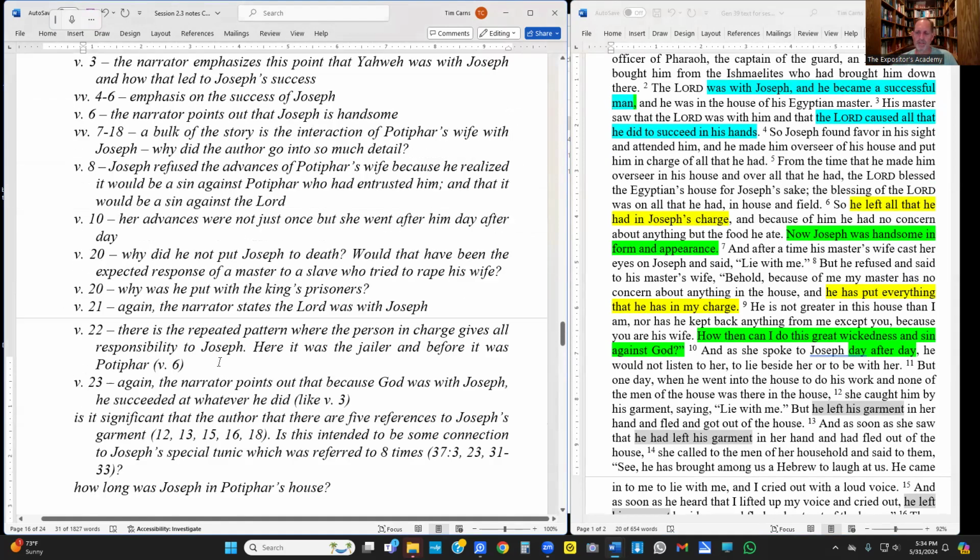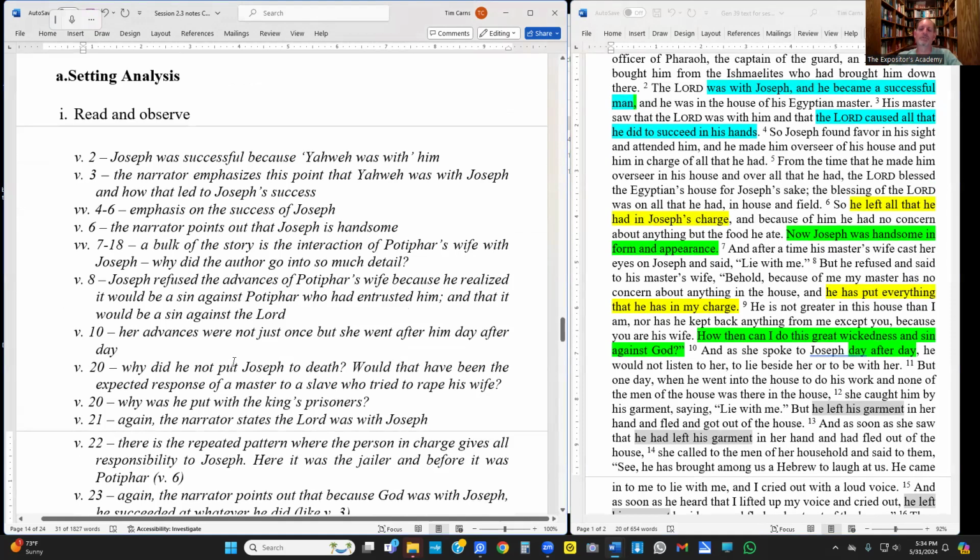Okay, so I spent 20, 30 minutes just reading through the story again several times and then just looking for things that stuck out to me, things I had questions about, things that seemed repeated or emphasized. So that's what I did for setting analysis. First step, read and observe.